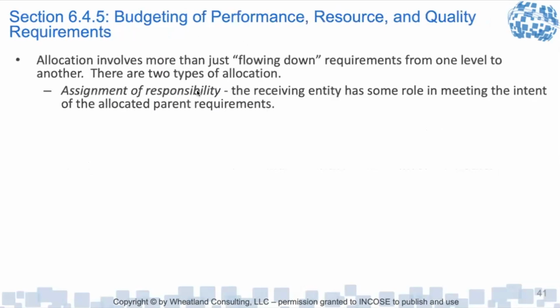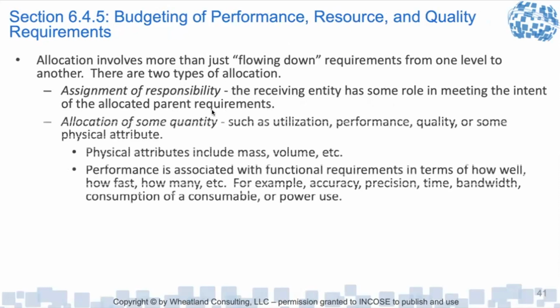Budgeting of performance, resource, and quality is a key thing. Allocation involves more than just flowing down requirements from one level to the other. There's two types of allocation: assignment of responsibility, so the receiving entity has some role in meeting the intent of an allocated parent requirement. However, there's also allocation of quantities, such as utilization, performance, quality, or some physical attribute. It could include mass, volume.